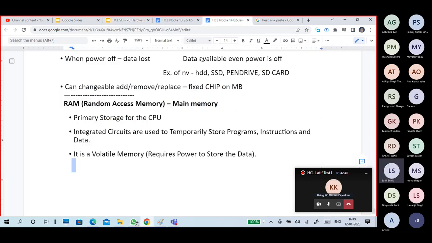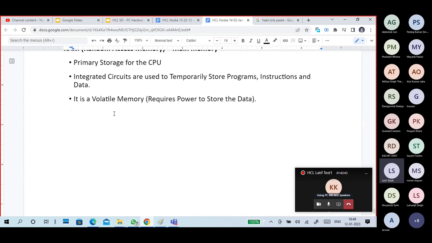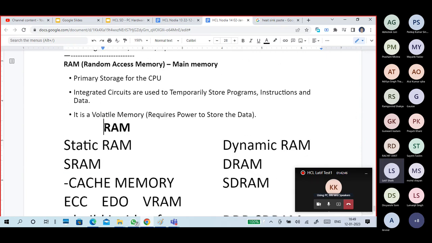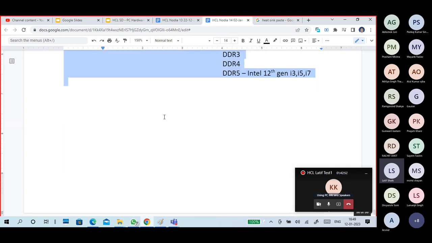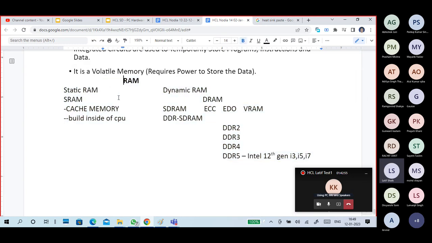In RAM, there are mainly two types of RAMs. One is SRAM, another one is DRAM. SRAM means static RAM, which we use as cache memory, which is built inside the CPU. So SRAMs are not available like our regular RAMs. We are not using SRAMs separately. SRAMs are built inside a CPU.